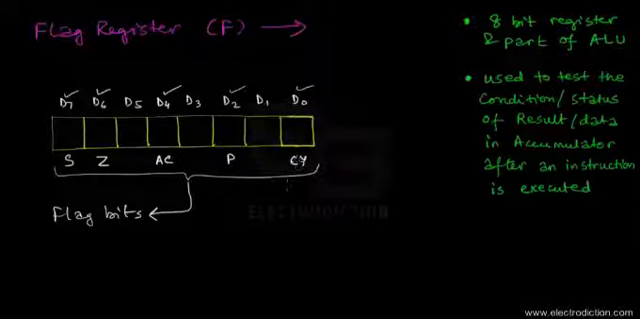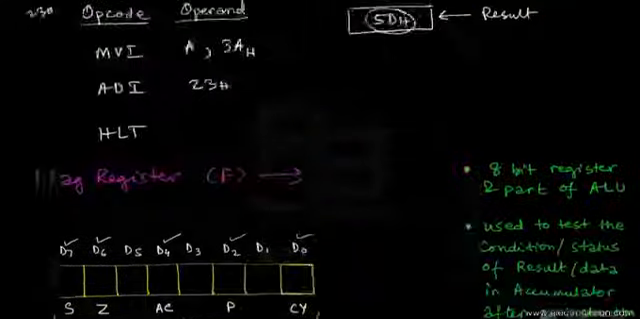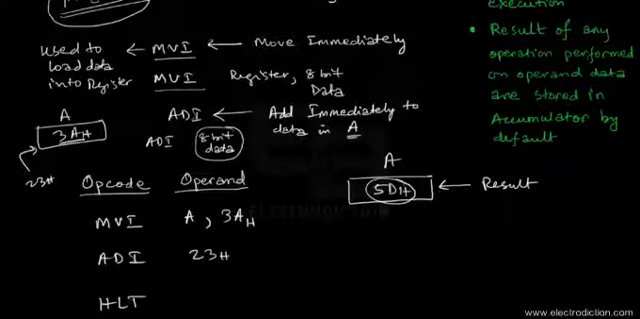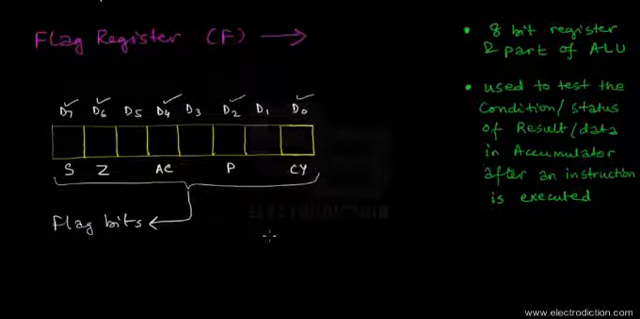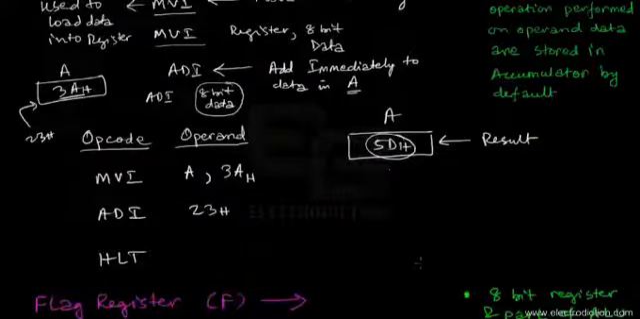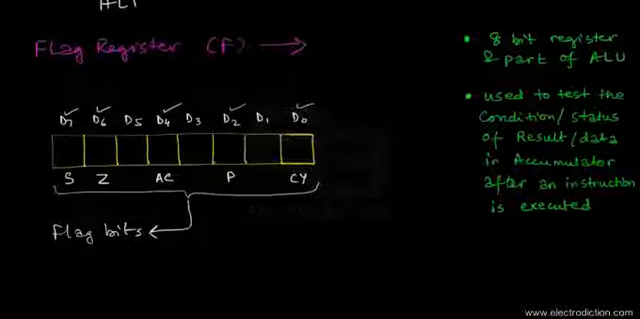So we got an idea over here that as soon as, say for example in this addition, the ADI instruction gets executed, the result gets stored in the accumulator register, as you can see over here. Now as soon as the result gets stored in the accumulator, the flag bits that I've just talked about get affected, and these flag bits are either set or reset depending upon whether the data present in the accumulator satisfies a certain condition. So I'm just going to elaborate about the flag bits.